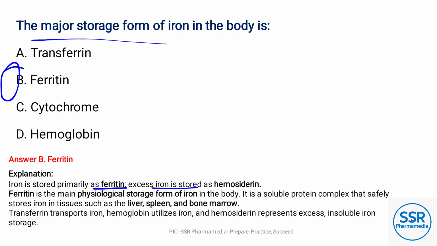Excess iron is stored as hemosiderin. Ferritin is the main physiological storage form of iron in the body. It is a soluble protein complex that safely stores iron in tissues such as liver, spleen, bone marrow. The transferrin is the transporter of iron, hemoglobin utilizes iron, and hemosiderin represents excess and insoluble iron storage.